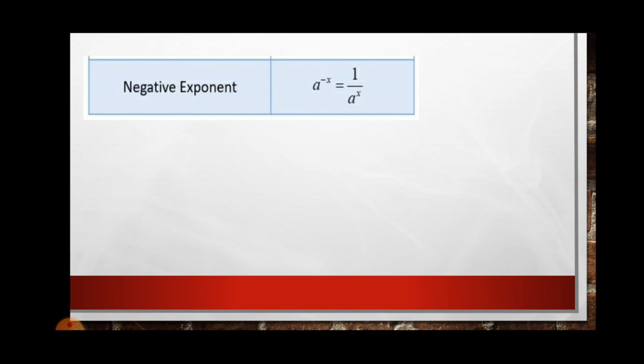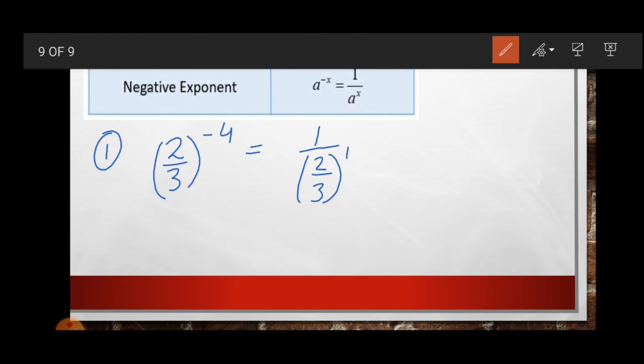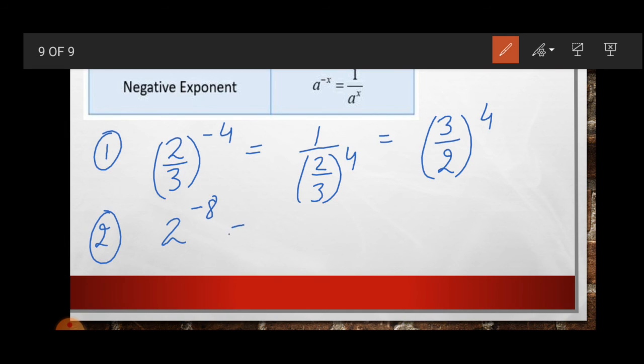Negative exponent. a raised to the power minus x can be written as 1 by a raised to the power x. Let's take an example. 2/3 raised to the power minus 4 is equal to 1 by 2/3 raised to the power 4, which is 3/2 raised to the power 4. Let's take another example. 2 raised to the power minus 8 is equal to 1 by 2 raised to the power 8.